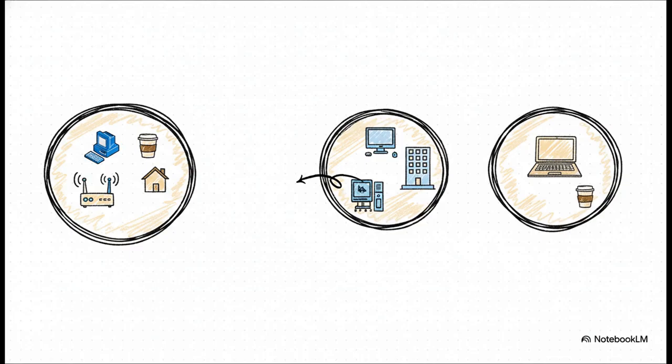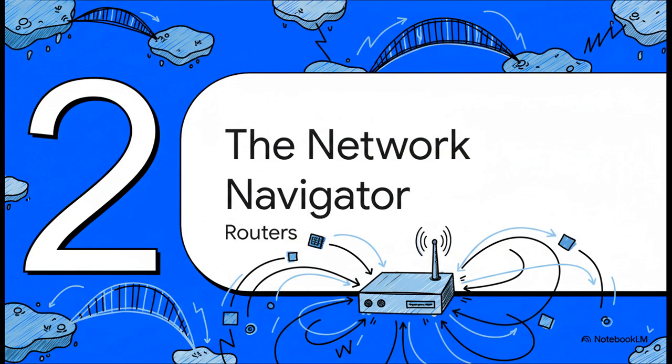And on their own, they're completely cut off from each other. The devices inside can chat all day long, but they have no way to reach the outside world. They are, for all intents and purposes, digital islands. So how do we connect all these islands? Well, we need a special kind of navigator, right? A device whose whole job is to build bridges between these networks. And that brings us to the hero of our story, the router.